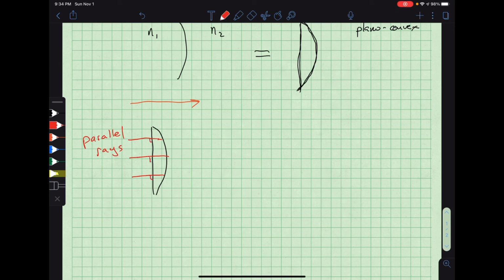However, this lens will have some positive power causing these rays to converge, and that's going to come from the fact that when they hit these curved surfaces, there will be some refraction. So there is refraction at the second surface, the curved surface. There's no refraction happening at the planar surface.